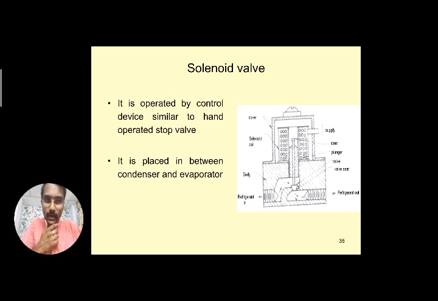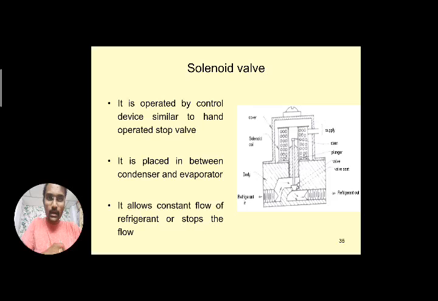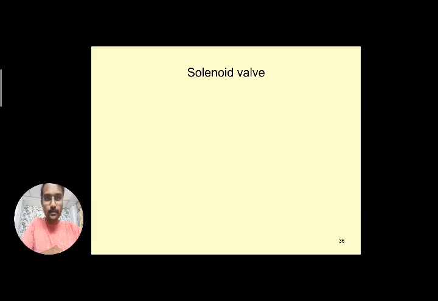It is operated by a control device, similar to a hand operated stop valve. It is placed in between the condenser and evaporator, and hand operated stop valve means switching on and off can be done manually, so it allows constant flow of the refrigerant or stops the flow. Whenever it opens, constant flow of refrigerant takes place. If you want to stop that, if the solenoid coil gets de-energized or the power supply is off, then the flow can be stopped by the valve which comes downwards.